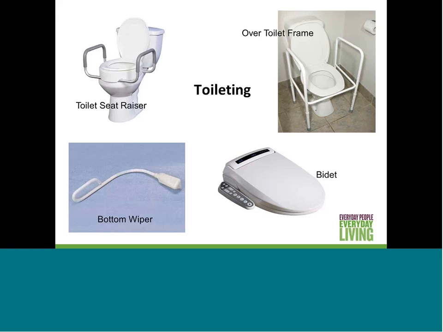Bottom wiper. So this is a lightweight device with a looped handle, angled shaft and moulded plastic end. Toilet paper is wound around the plastic end and secured into the serrated edge. It is designed for frontal use, so it minimises that twisting.